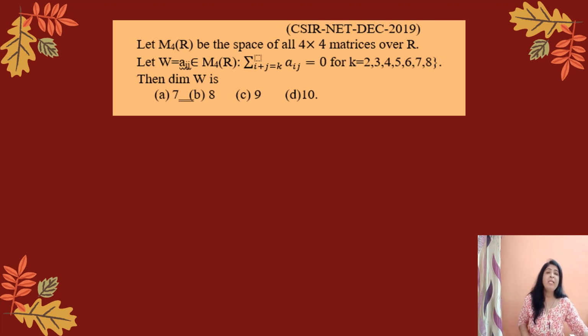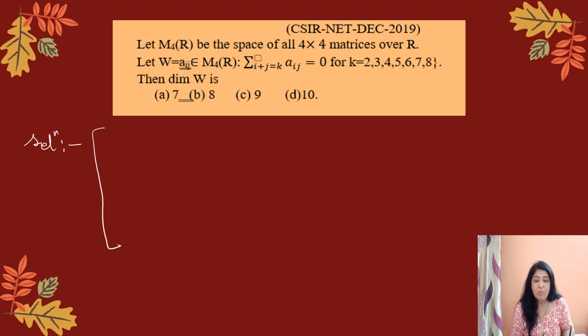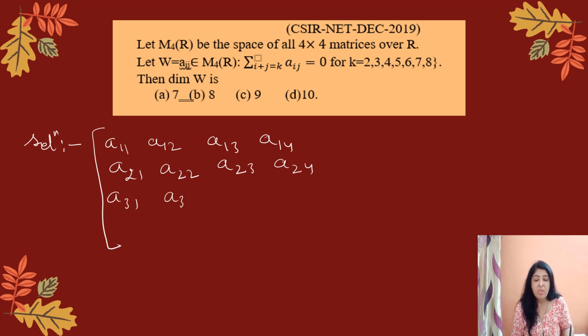So first of all we will write the matrix of order 4. So the general matrix of order 4 is given by A11, A12, A13, A14, A21, A22, A23, A24, A31, A32, A33, A34, A41, A42, A43, A44.